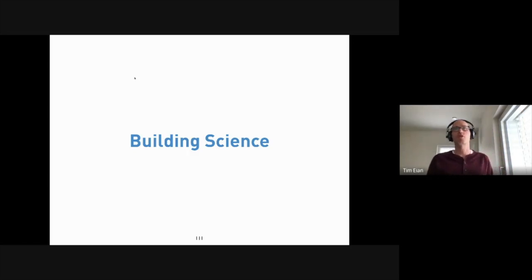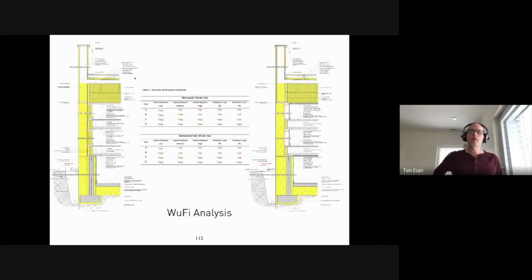So I wanted to touch on building science also, maybe something that's close to CEE's heart on some level, or at least some in your organization. It's important that you understand what you're designing.